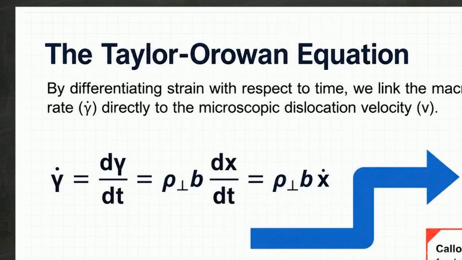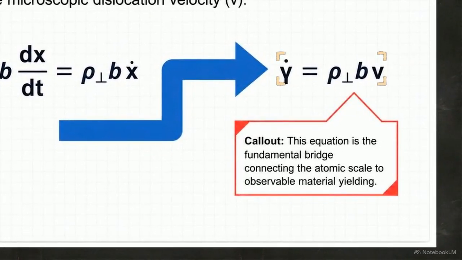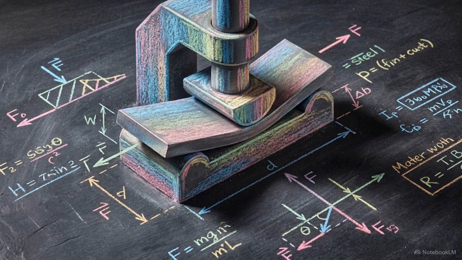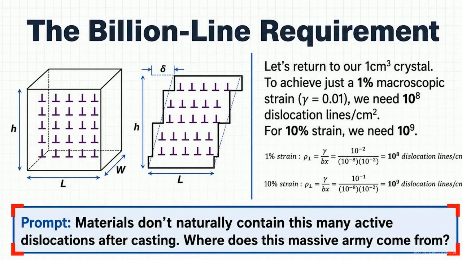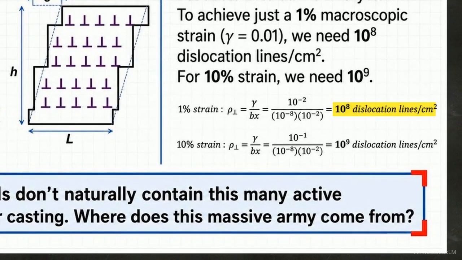This yields the Taylor-Orowan equation. Macroscopic strain rate equals dislocation density times Burgers vector times dislocation velocity. If a solid material is deforming, it obeys this precise relationship. The rate of yielding is strictly bound by how many defects exist inside the metal and exactly how fast they are moving. Applying this to a macroscopic requirement, to achieve a barely visible 1% strain in a 1 cubic centimeter block, our equation shows we need 10 to the 8th power, 100 million, active dislocation lines. Pushing to 10% strain requires a billion.